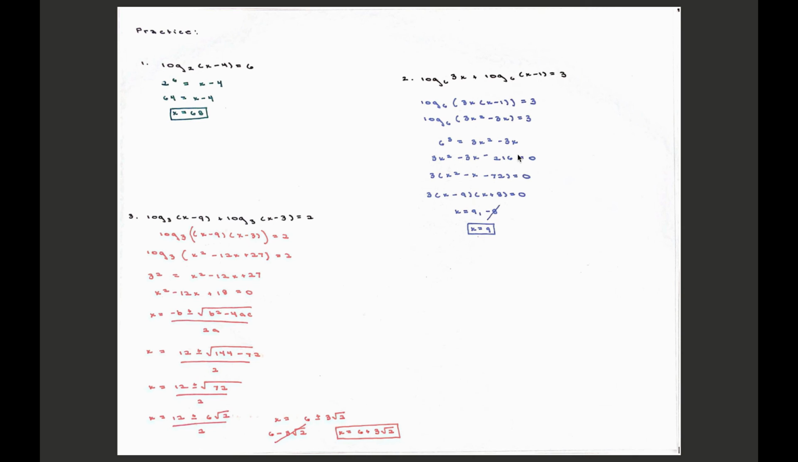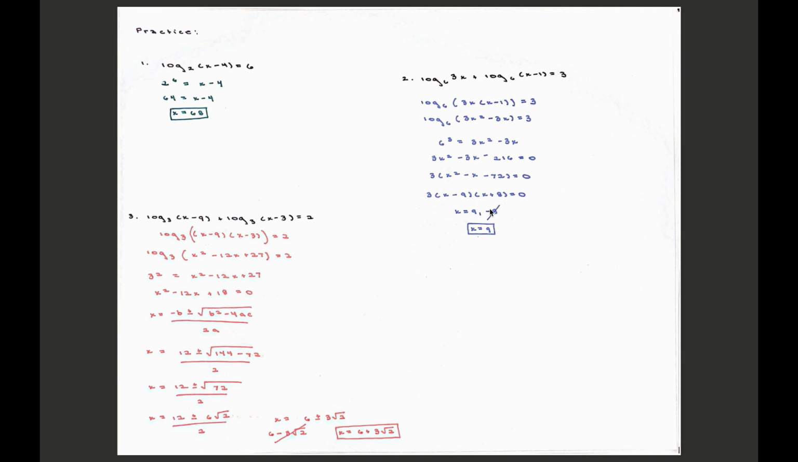Before I freak out and think, oh my gosh, I can't do this, I'm going to pull out what they all have in common, which is 3. It's going to be 3 times x squared minus x minus 72. Now I recognize I can factor this. It's going to be x minus 9 times x plus 8 equals 0. Now when I solve this, x equals 9 and negative 8.